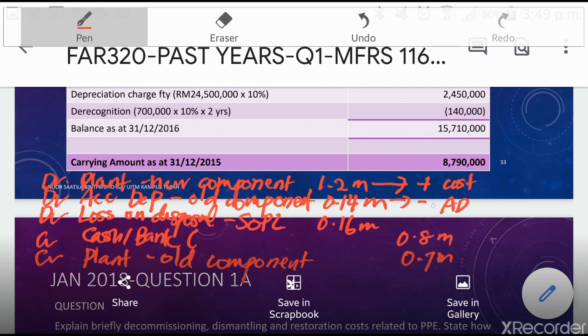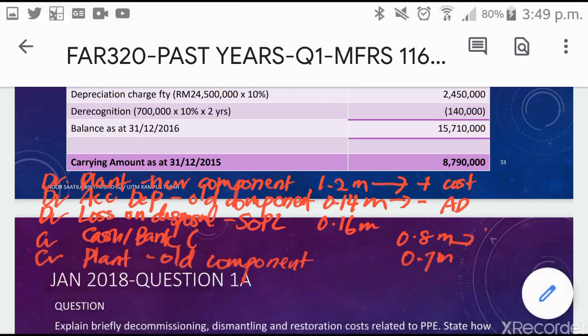Okay, next is the cash. So cash will not affect your PPE schedule. Why? Because cash is the one that you debit or credit to your bank, and that will appear in your SOFP. But this one, yes, this will be in your cost section, and you are going to deduct.